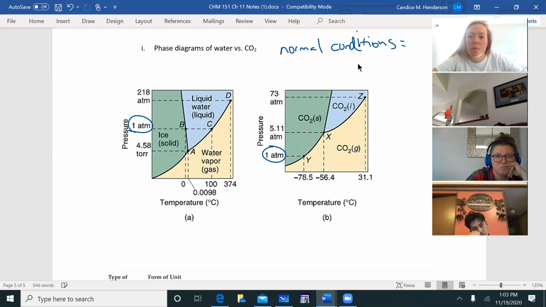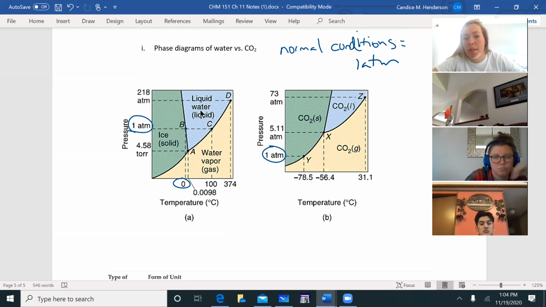1 ATM. So under normal conditions, if I wanted to know what the melting point of water is, I would go over to the line where I'm changing from solid to liquid, which would be this point right here at B. And then I drop down and I could see what the temperature is. And what we find is that the temperature is 0 degrees, which is pretty consistent with what we know about water, right? At 1 ATM, let's say I want to know what my boiling temperature is for water.